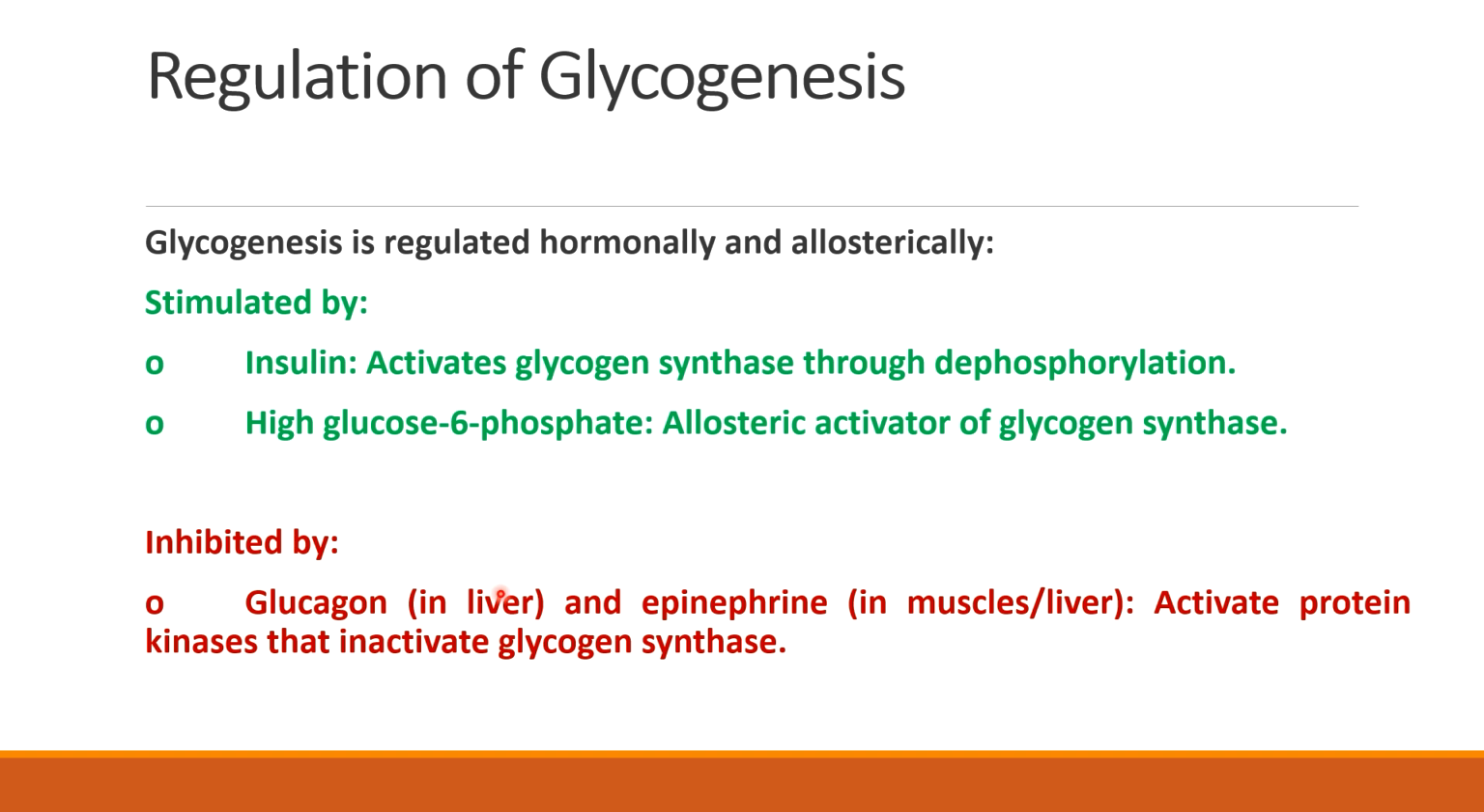Coming to inhibition. Glucagon is the hormone which regulates it, as well as epinephrine, which is seen in the muscles as well as the liver. Both these will be regulating. They activate the protein kinases which inactivate glycogen synthase. That is how glycogenesis is regulated.